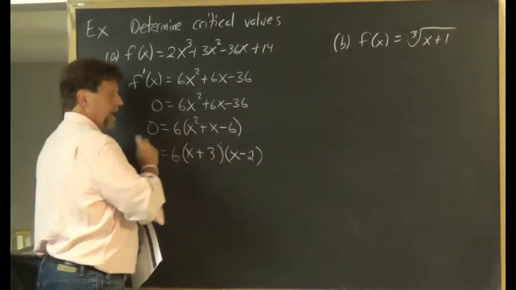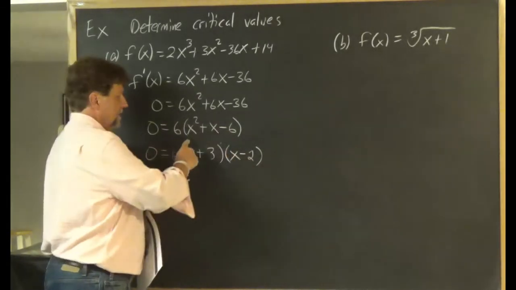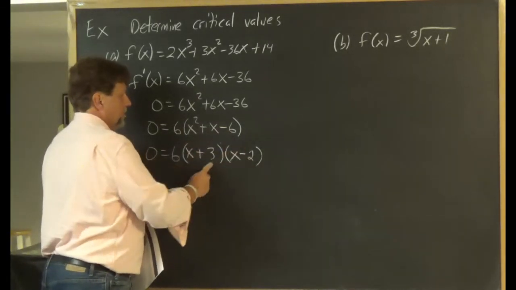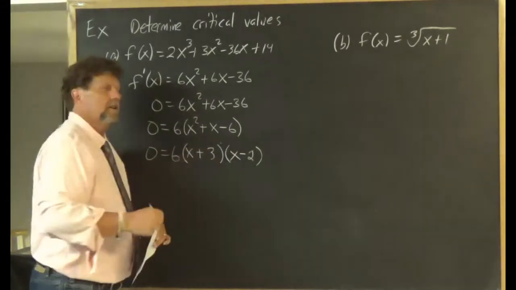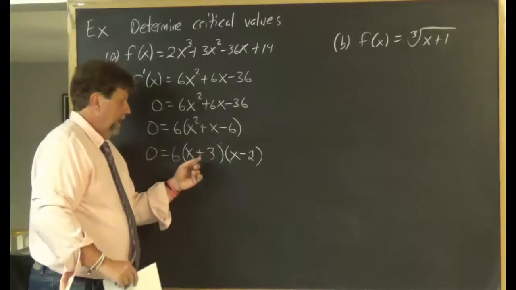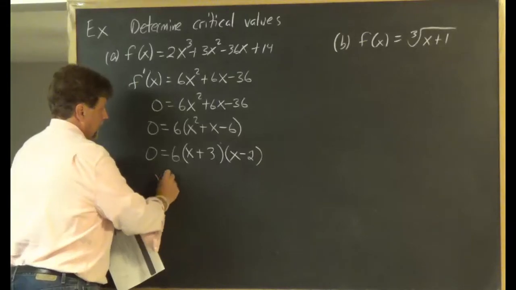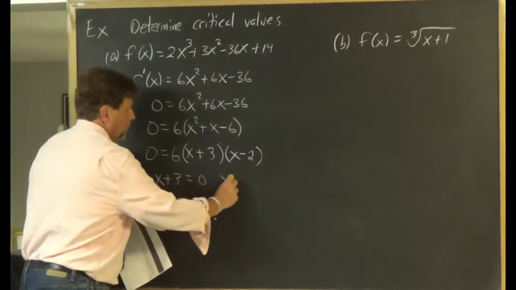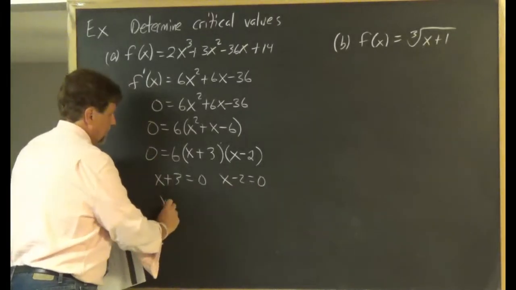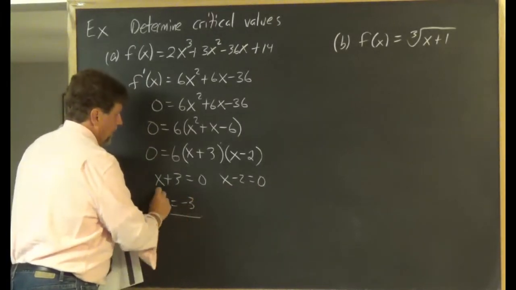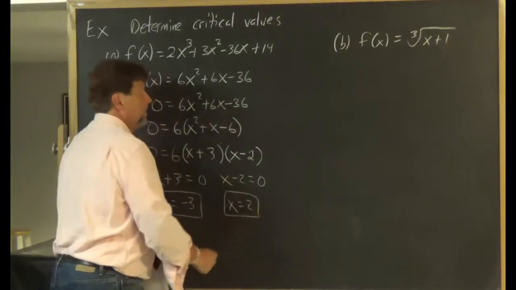x times x is x squared. 3 times negative 2 is negative 6. Negative 2x plus 3x would give me a positive x. So it does check. And then we know we set each factor equal to 0. And we then determine that the critical values for this function are negative 3 and 2.